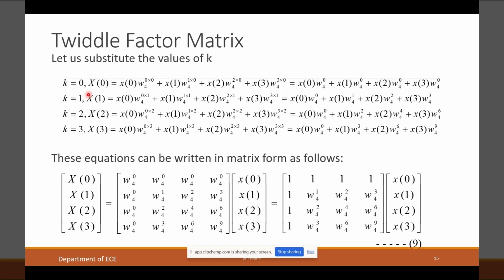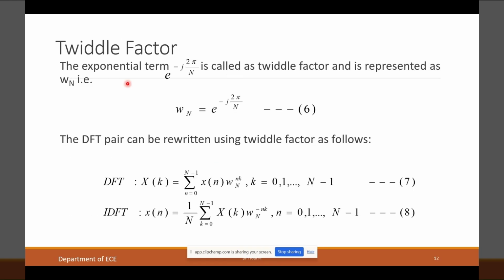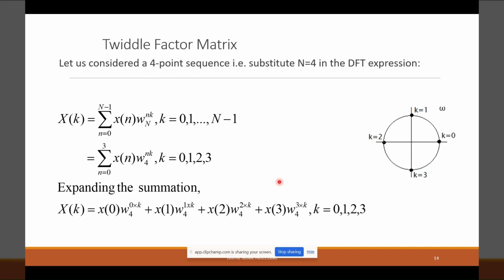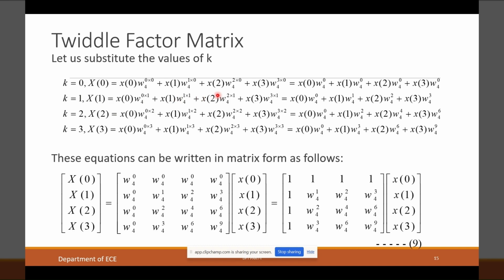For k equal to 0, we get X of 0; for k equal to 1, X of 1; for k equal to 2, X of 2; and for k equal to 3, X of 3. When we expand this formula, two values need to be substituted: one is k and the other is n. First we substitute k, then we go for the algebraic expansion. For k equal to 0 we have already substituted, and while doing the expansion we substitute the value of small n. While we expand like this, we get the 4 equations, which can be grouped like this.